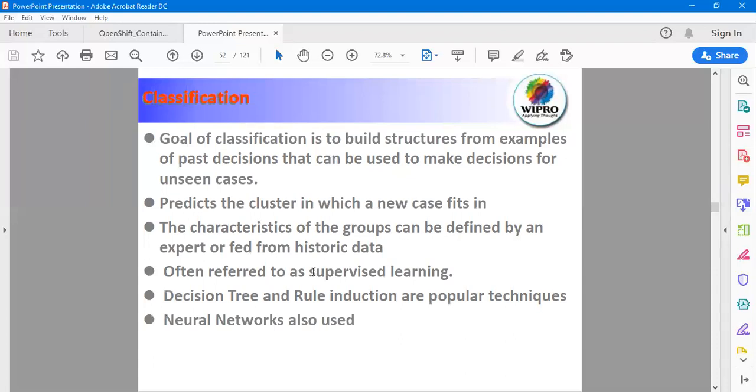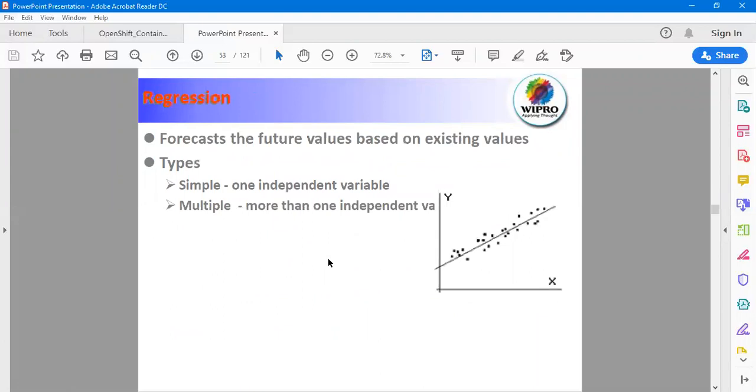Classification, as said earlier, is supervised learning. We know classification is generally performed on seen data, and that is why classification comes under the category of predictive modeling techniques. Regression forecasts the future values based on the existing values. Since it is based on the existing values, it is seen data, right? That's why the regression technique is also a predictive technique.